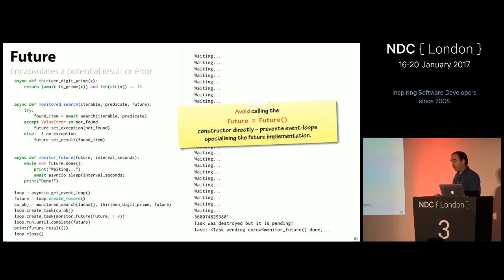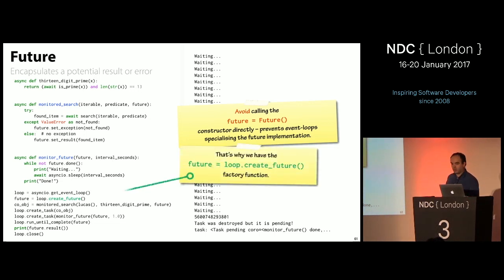Future, there is a class called future in asyncio. You should avoid calling the future constructor directly. You should always go via the create future factory function on the event loop you're using. The reason for that is that different event loops will specialize the future implementation, okay? So at the very least, Windows and Unix use different event loop implementations, right? So you should always go via the factory function.